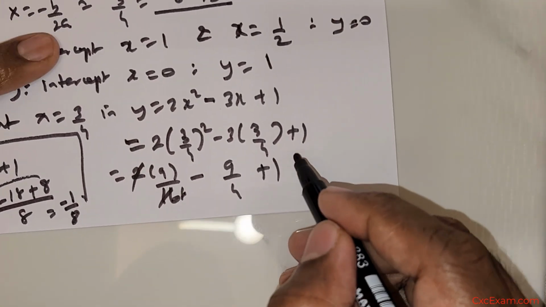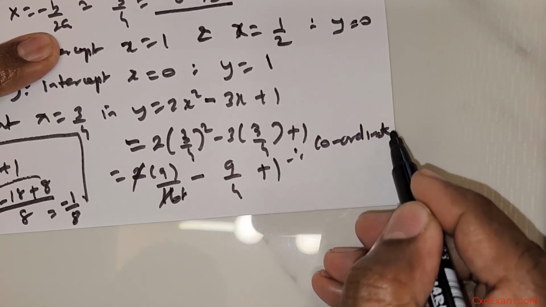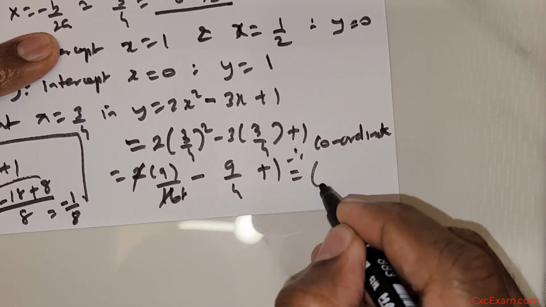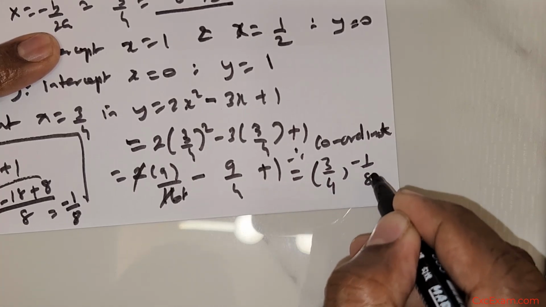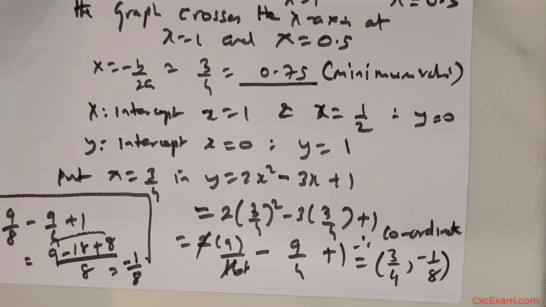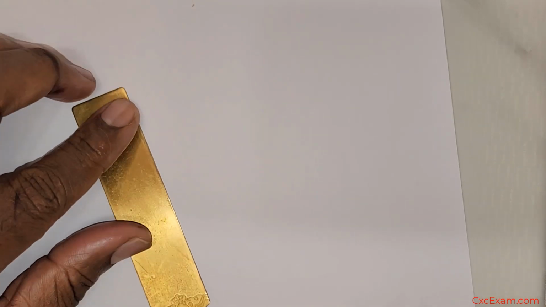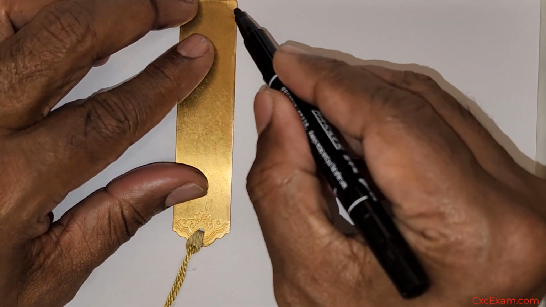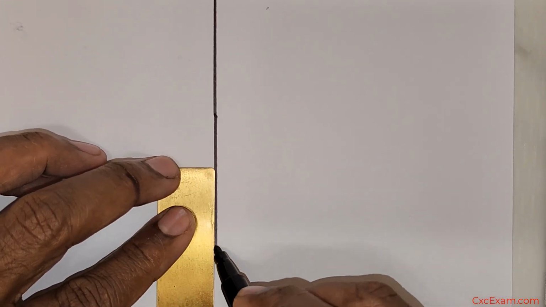So therefore the coordinate for the minimum value is 3 over 4 comma negative 1 over 8. That is the value that we will have to plot. Okay, so having got this, let me do the plotting. I'm going to use this page. So let me draw the graph.